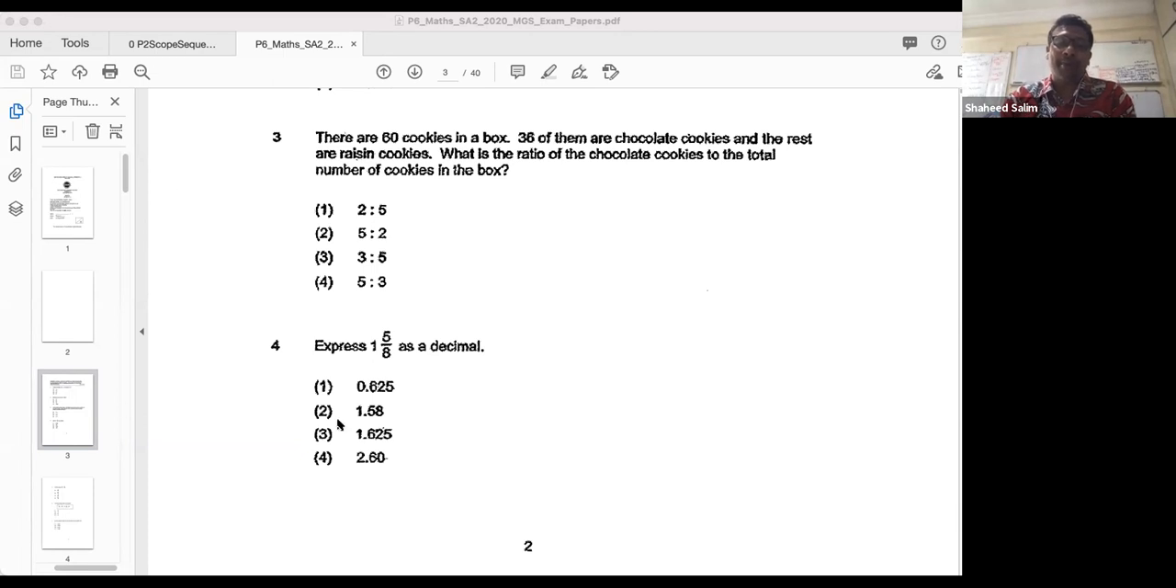Okay, so if you take 5 divided by 8, you get 0.625, then add 1, 1.625, right? For sure you know that these two are out, because there's a 1 whole here. This one is also out. It's either one of these two. But if you take 5 divided by 8, it's 0.625, so 1.625. Okay, well done for that.